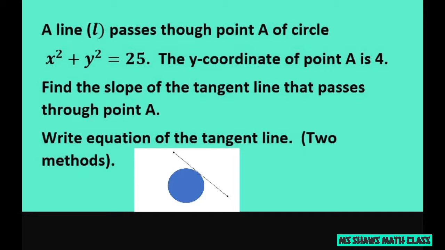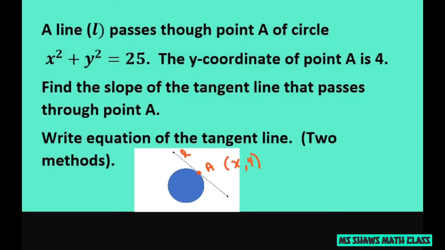Everyone. A line L passes through point A. So this would be point A here. This is line A, or the line L. The y coordinate of the point is 4. So that would be something comma 4.